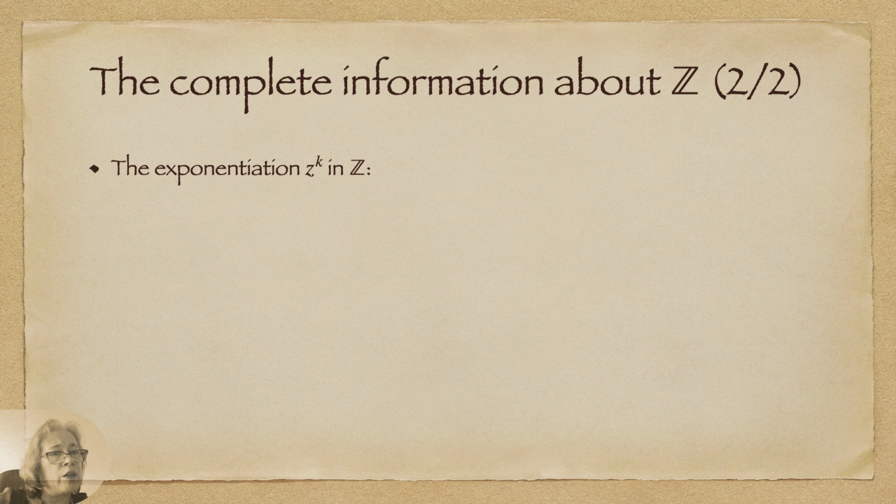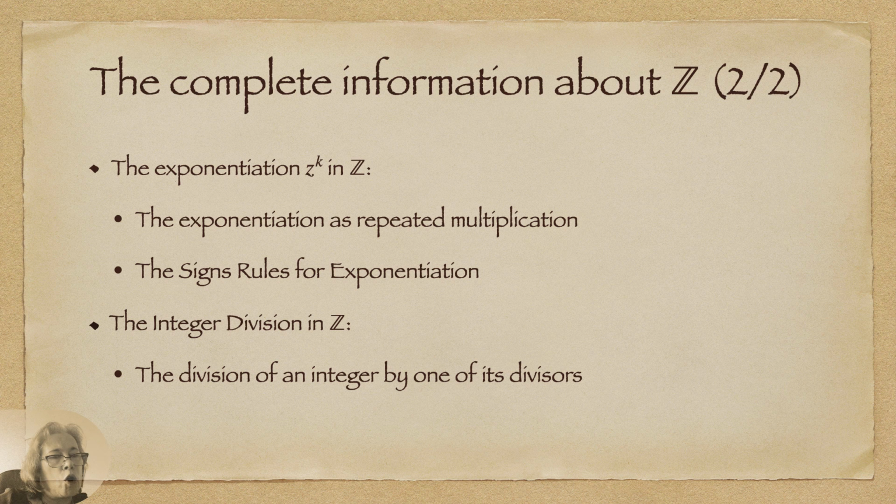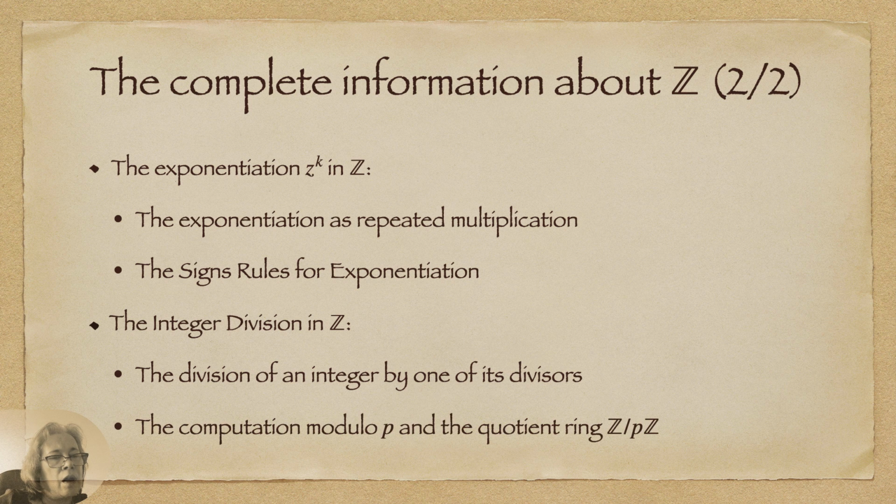You will also learn the exponentiation z to the power k in Z, the signed integers put to the power a natural integer. You will study the exponentiation as a repeated multiplication. And you will see that there are also signed rules for exponentiation. And you will study the integer division in Z. You will divide an integer by one of its divisors. And you will study the computation modulo p and the quotient ring Z over pZ.